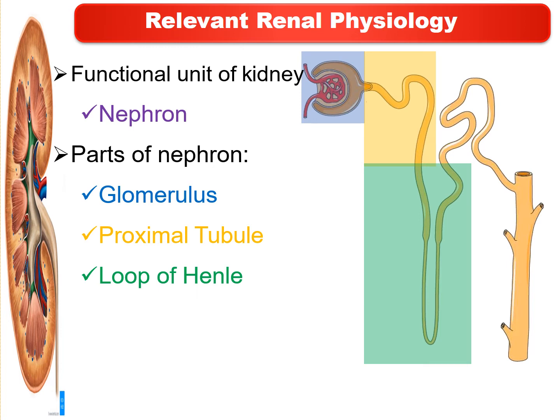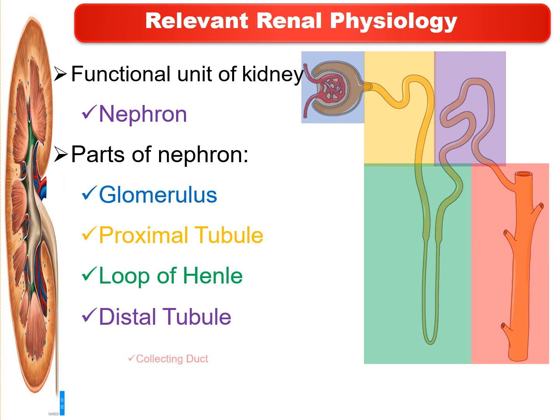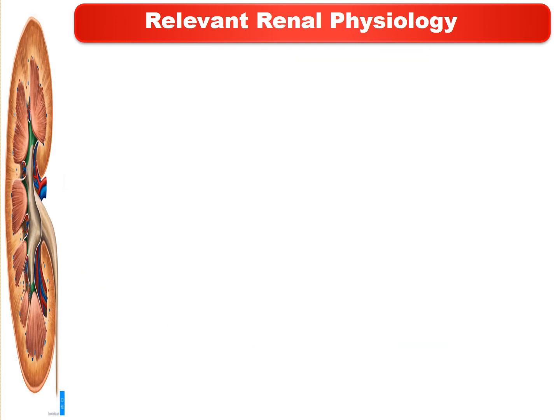It is of two types, thick loop of Henle and thin loop of Henle. Then afterwards, this portion is called the distal tubule. And last, this one is called the collecting duct. So these are the main five parts of the nephron, which is the basic functional unit of the kidney.